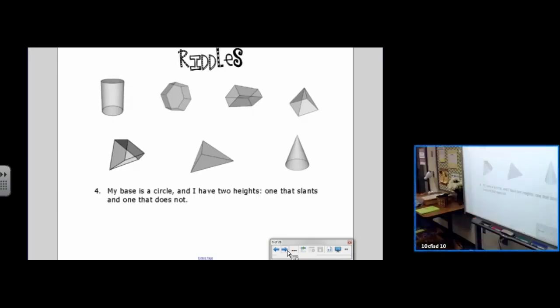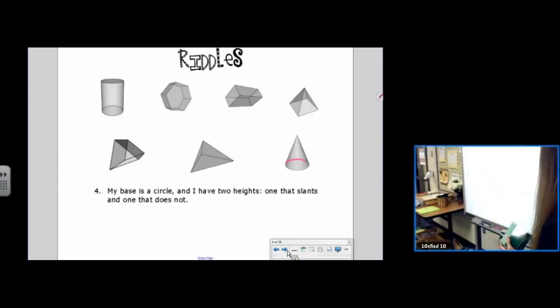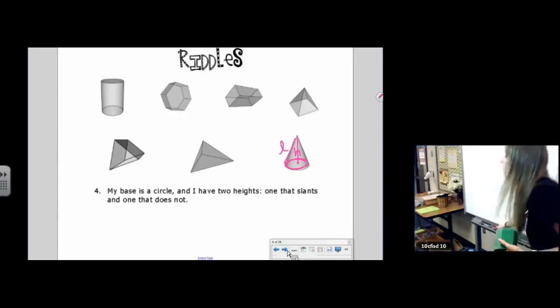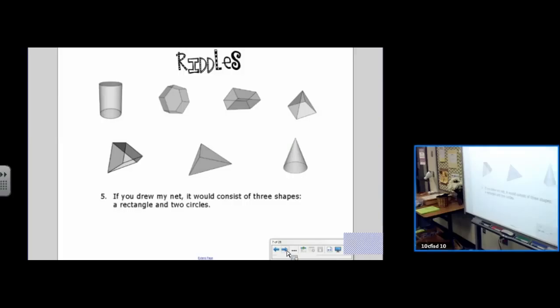My base is a circle, and I have 2 heights, one that slants and one that does not. Very good. We've talked about that. No, we actually haven't talked about this one. I'm thinking of the next one. My base is a circle, and I have 2 heights, one that slants and one that does not. And we'll learn about cones on another day. If you drew my net, it would consist of 3 shapes, a rectangle and 2 circles. Very quick, guys. Cylinder. Yes, of course, we talked about that.